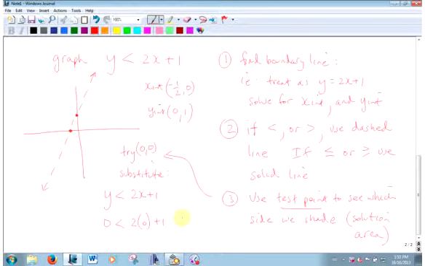Does this work? Is 0 less than 0 plus 1? Is 0 less than 1? Yes, it is. So this point is in the solution area, and that's what I want to shade. There's 0, 0. This is a part of the solution. It works. So it doesn't matter what point I take in this whole shaded area, it's going to work.